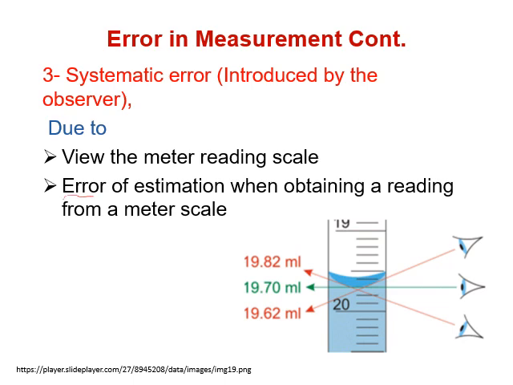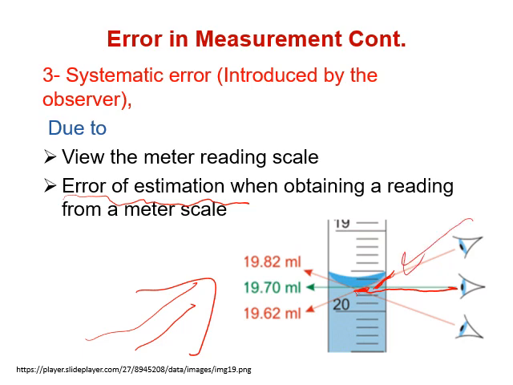Or error of estimation, because if you look at this figure, for example, when the observer looks at the value, he cannot decide exactly whether it's at this location. It's going to be this location if you look from this angle, or maybe this value if you look from this angle, or this value if you look from this angle. So the angle of looking at the meter may give a wrong reading. So that's going to cause error in the measurement.